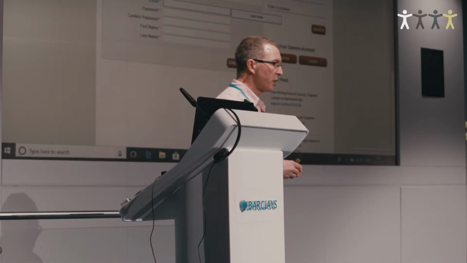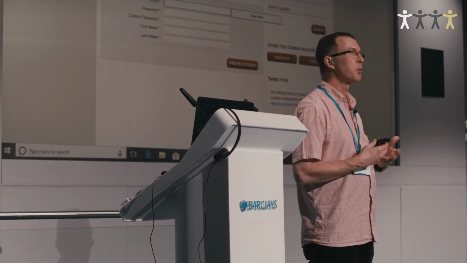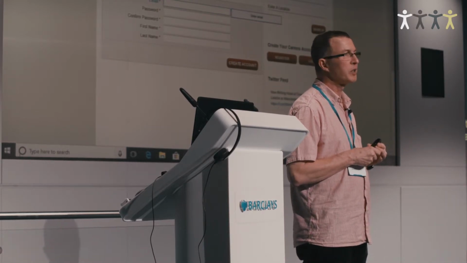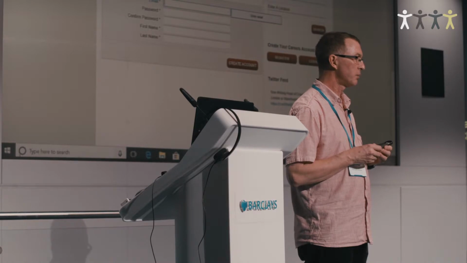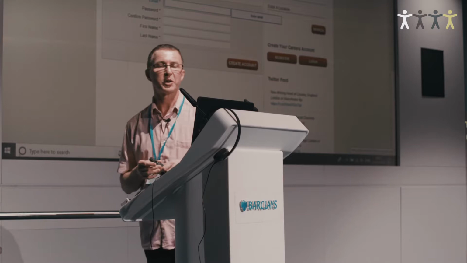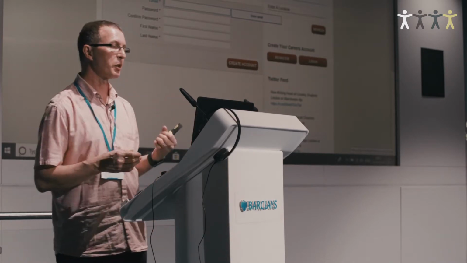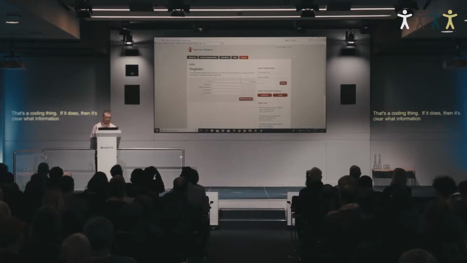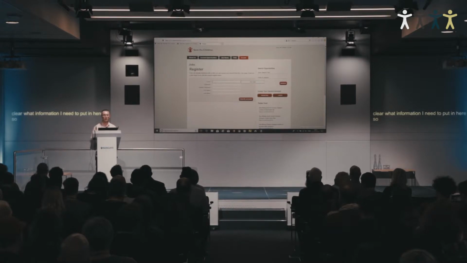So the first thing you notice is it reads out the name of the label of the form control, and that only works if it's correctly labeled. That's a coding thing. If it does, then it's clear what this information is that I need to put in here, so I can type something in. And it beeps when it goes into what's called forms mode, so that you know that you're typing text in.